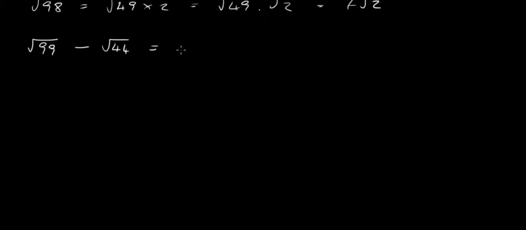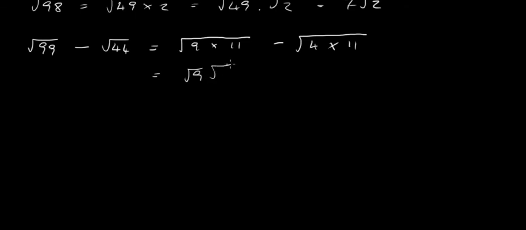Let's take our 99 and find the highest square number that will divide into 99. Well, it's going to be 9. 9 times 11 will give me 99. Now let's do the other one. This is 44. The highest square number that will divide into 44 is 4, multiplied by 11. So I end up with the square root of 9 times the square root of 11, and here the square root of 4 times the square root of 11.